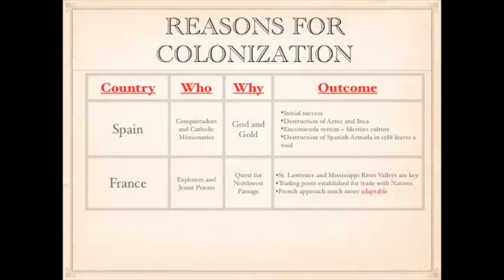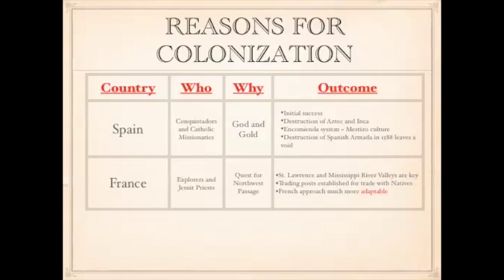So the French are finding ways to adapt. They're trying to find ways to work with the natives so they can get more wealth from them rather than try to convert them and kill them and destroy them and force them to change. And really, there is no gold in the northern part of North America, so they weren't looking for that. They were just looking for a way through, which they will ultimately never find.